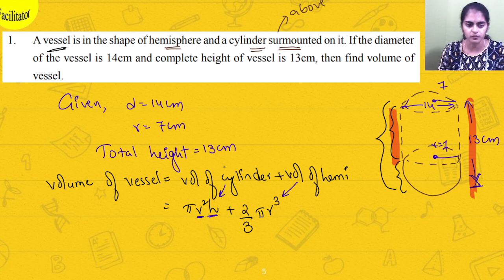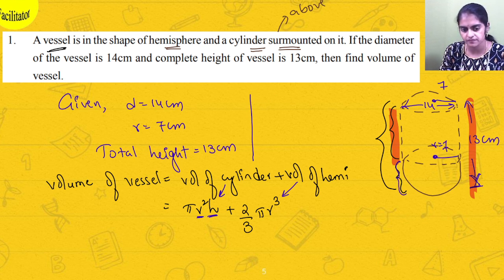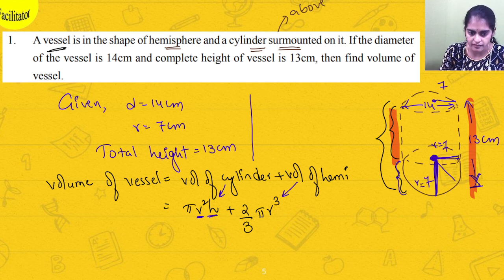So how shall we do? The total height of the vessel is given as 13. Now what is this part? It is nothing but, from the center to any point of the hemisphere, it is the radius. So this height of the hemisphere is equal to the radius. So this part from here to here is nothing but 7.